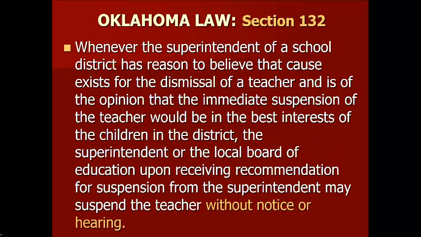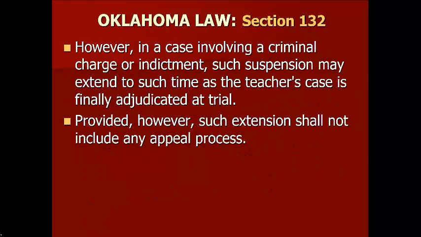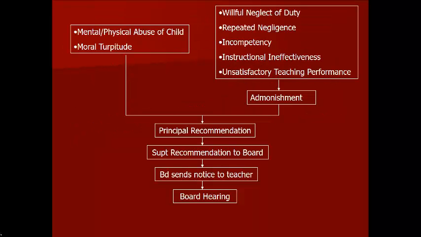So let's get to the visual aid. So here you go. Reasons why teachers can be dismissed. So you see various things there. Mental or physical abuse of a child. Moral turpitude can automatically go to the principal recommending, the superintendent recommending it to the board, sending notice out to the teacher, and then the hearing.